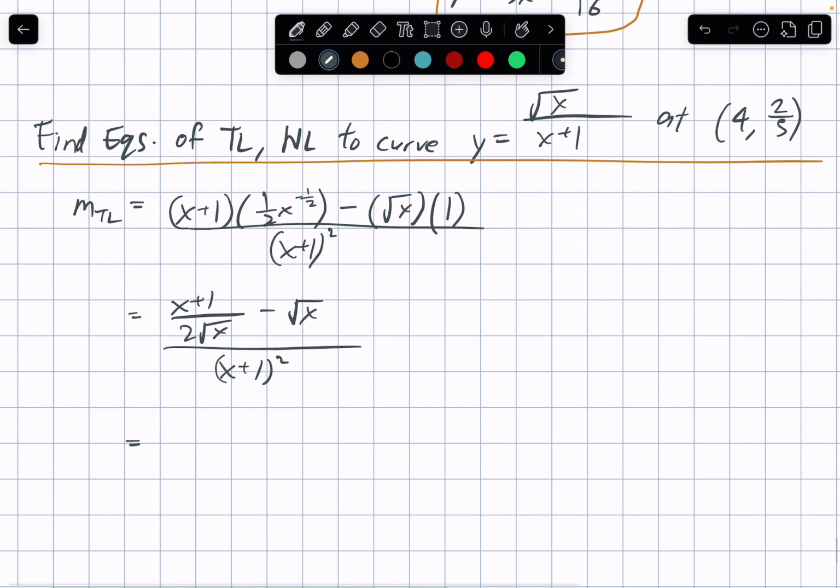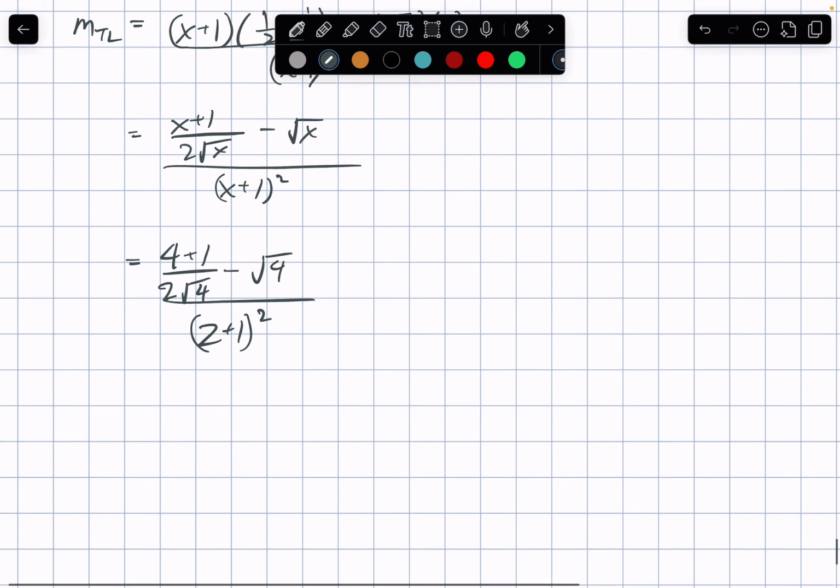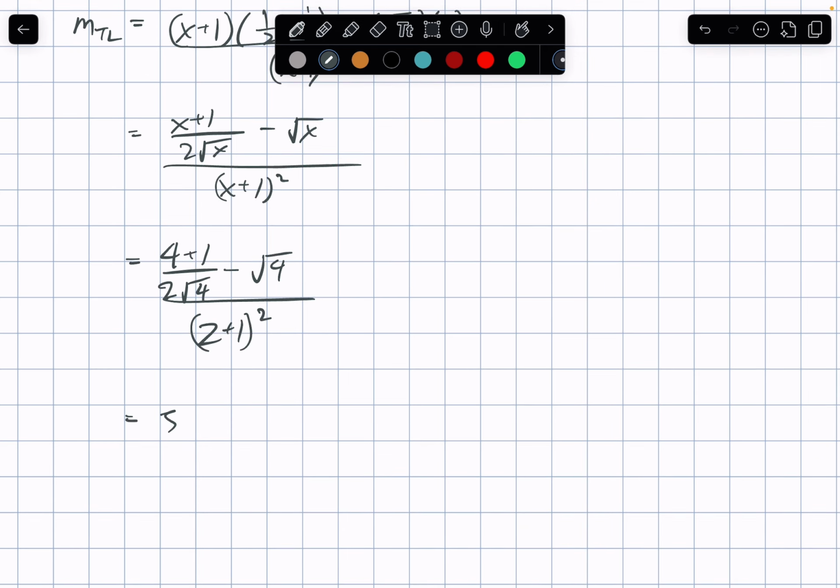I think at this point, even before deriving, I hypothesized it would lead to the same answer. But since we're given the coordinate, we can already substitute x as 4. So 4 plus 1, 2 square root of 4 minus square root of 4. Let's just say 2 plus 1 squared. 5 over 2 times 2, 9.